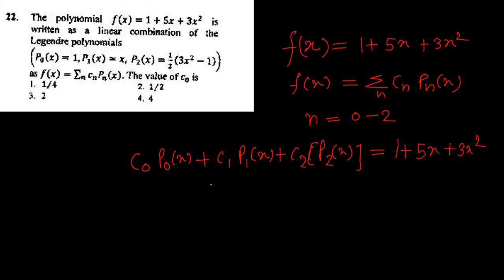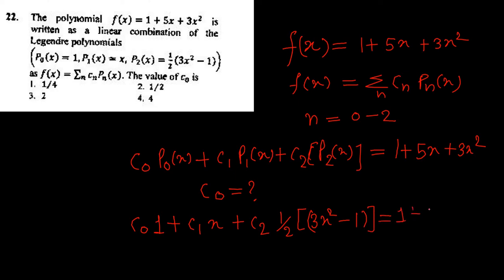And in this question, you have to find the value of c naught. So we will put the values of P naught(x), P1(x) and P2(x), which are already given in the question, and by comparing powers of x we can find the c naught value. Now put the value of P naught(x). P naught(x) is 1 plus c1, P1(x) is x plus c2, and P2(x) is 1 by 2 into 3x square minus 1.